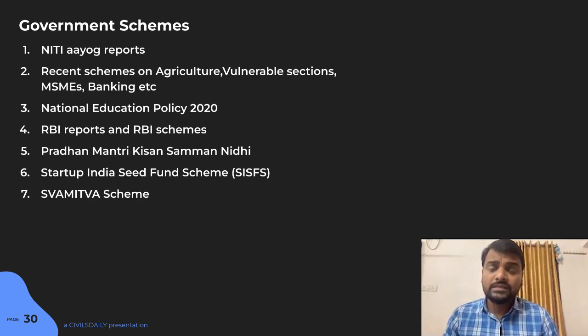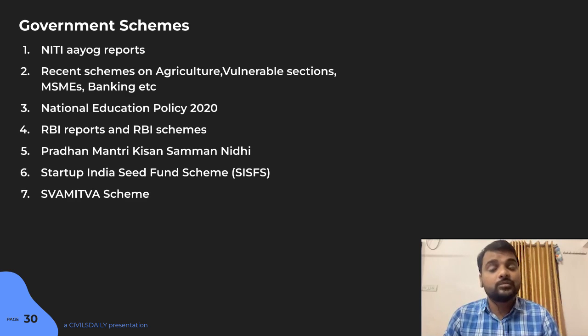Now lastly, government schemes. See, in recent years some aspects of schemes have reduced, but again they will ask 2-3 questions on schemes definitely, and you have to understand the schemes by the objective. Niti Aayog reports, definitely if in recent years they have given reports, those have to be covered. Then schemes on agriculture, vulnerable sections, MSMEs, these are the sectors that were most affected in the corona period, and so we are expecting schemes that are relief measures to come.